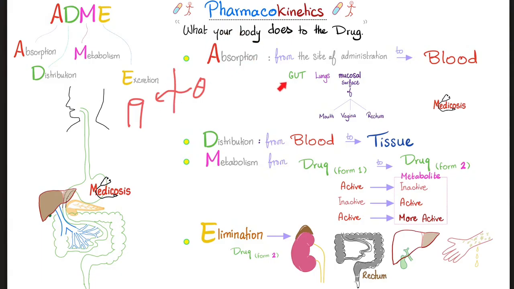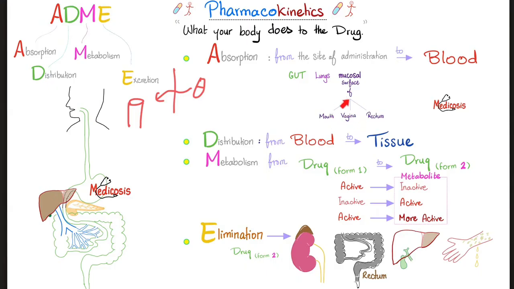Famous sites of absorption, your gut or gastrointestinal system. And that's why we take oral medications, because they will be absorbed through the gut. And also your lungs, and that's why we have inhalers or nebulizers or atomizers. They will be absorbed through the mucous membrane lining your respiratory system. Moreover, the mucosal surface of the mouth can absorb medications. Have you ever heard of people who chew tobacco? How does that work? When you chew tobacco, it will be absorbed through the mucous membrane lining your oral cavity.